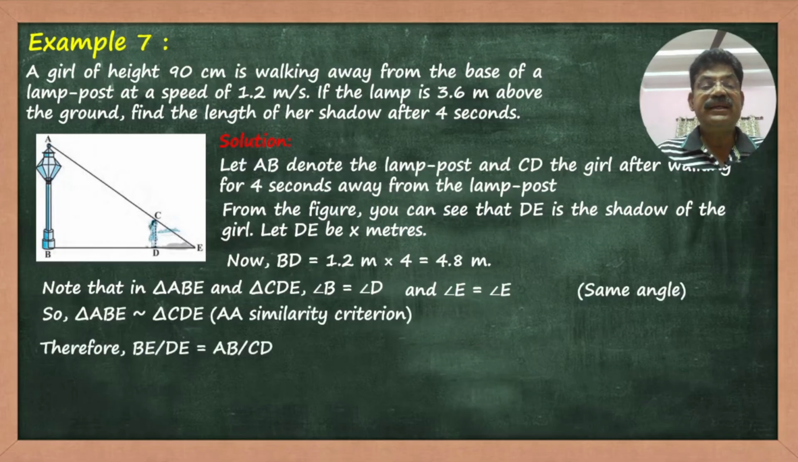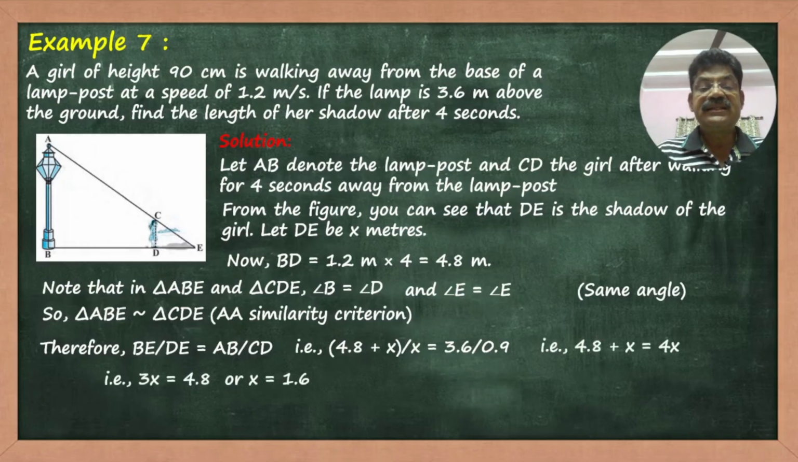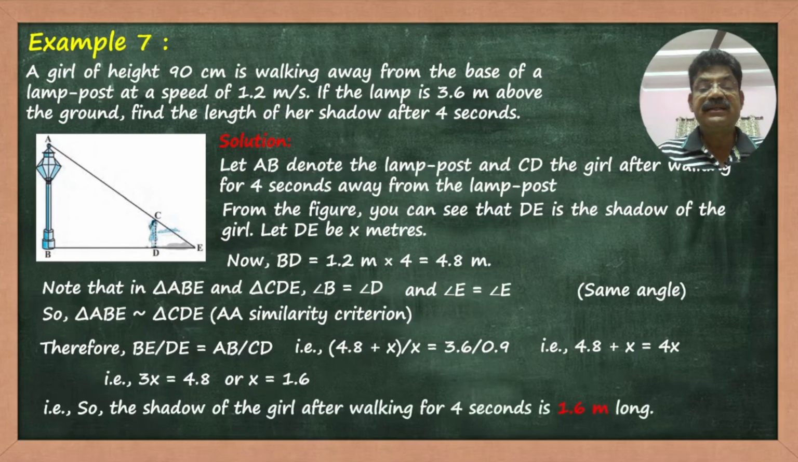Therefore, BE divided by DE is equal to AB divided by CD. So now you put the known values in this equation. You get 4.8 plus x divided by x is equal to 3.6 divided by 0.9. So when you simplify, you get x is equal to 1.6. Therefore, the shadow of the little girl after walking for 4 seconds is 1.6 meter long.